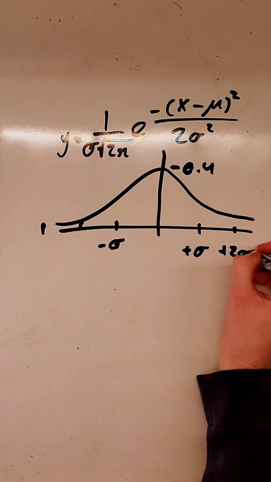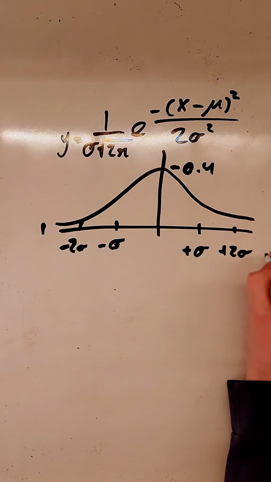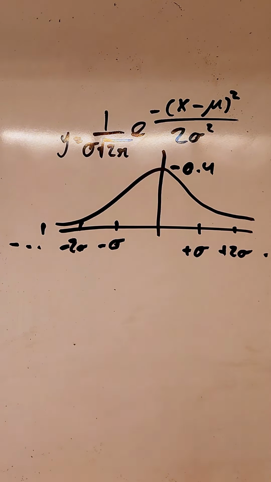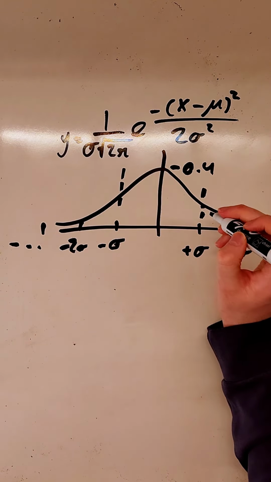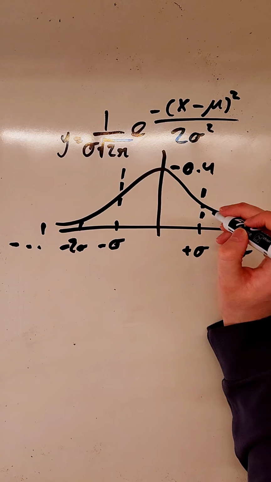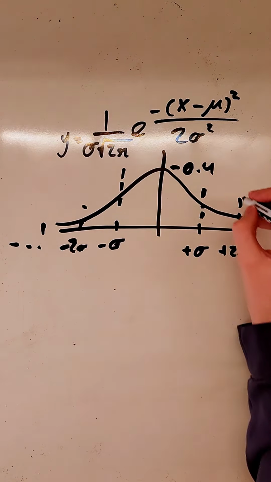What that means is the area from -1 to 1 standard deviation is going to account for about 68% of the area. From -2 to 2 is going to account for 95% of the area, and from -3 to 3 is going to account for about 99.7% of the area.